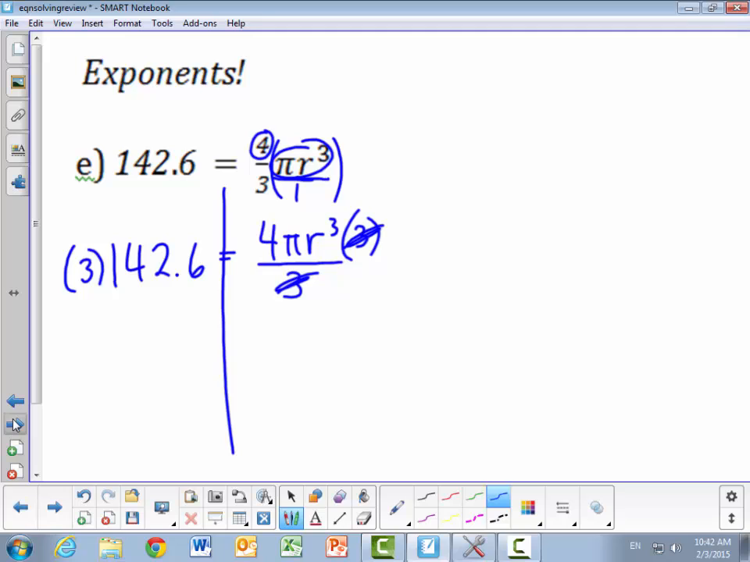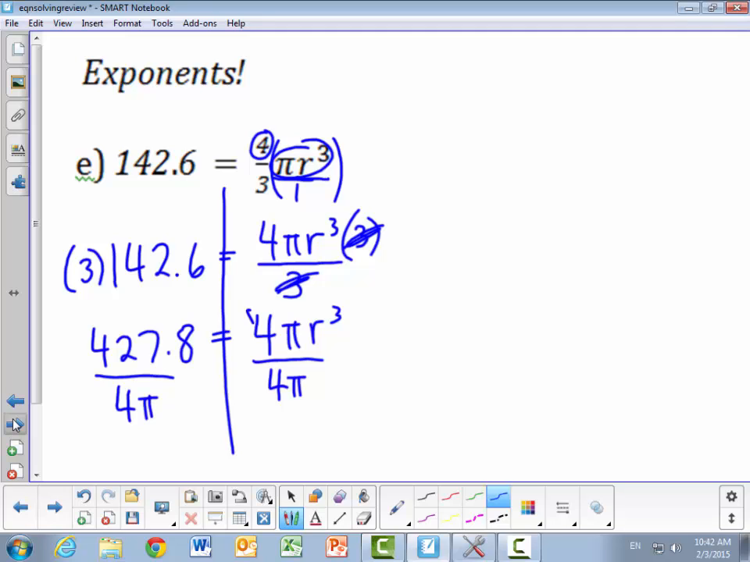So I'm going to multiply by 3 here, and I'm going to multiply by 3 here. The 3's here cancel. And then on the left side, I'm going to have 3 times 142.6, which is 427.8, and that equals 4 pi r cubed. Then I think what's still happening to r? Well, it's being multiplied by 4 pi, and the opposite of multiplying by 4 pi is to divide by 4 pi. So I'm going to divide both sides by 4 pi, and that's going to give me 34.04. And now all I have left on the right side is r cubed.